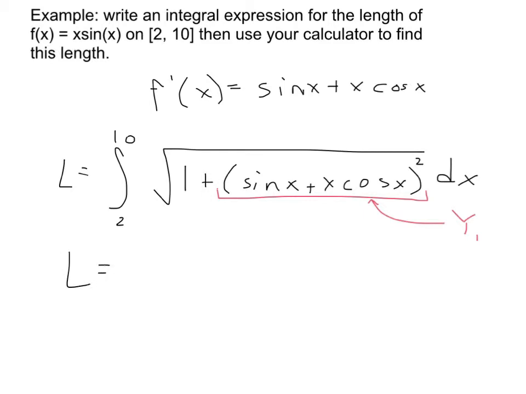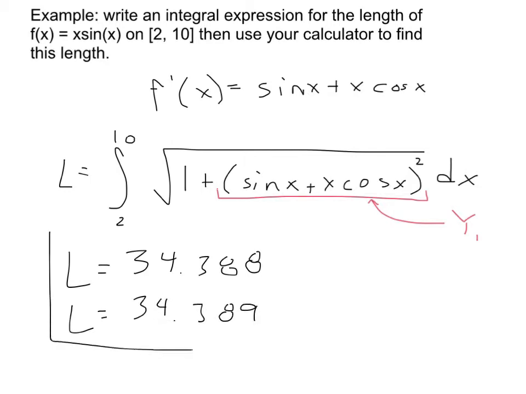When I punched that into the calculator, I ended up with 34.388. If you rounded, you could have also gotten 34.389. Either one of those would be acceptable on the AP exam. So those are my two different answers. If you got something wildly different than that, there's a chance that you're in degree mode, so make sure you're in radian mode. Because remember, anytime we're doing stuff in calculus, we want to be in radians.